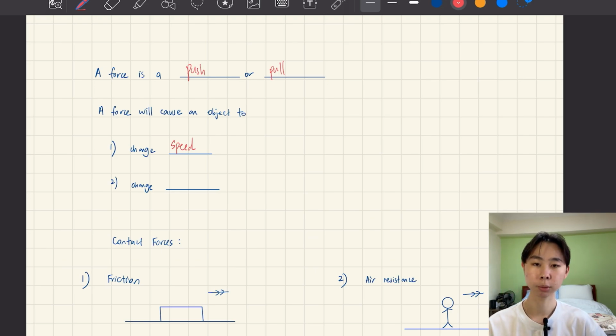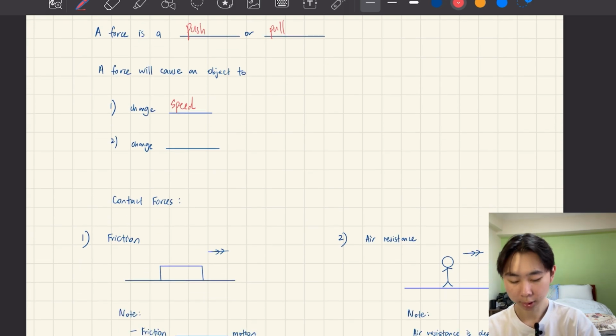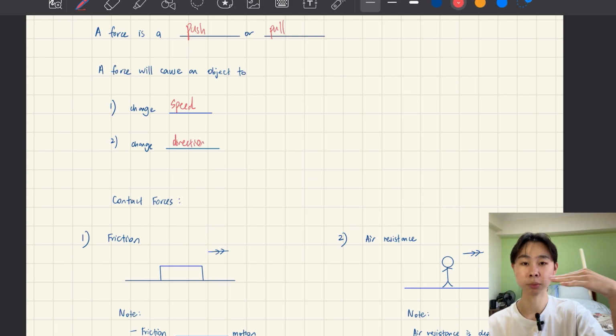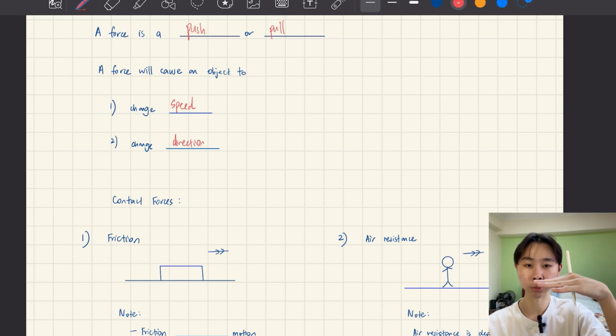A force is simply a push or pull. You learned this in secondary 2. And a force can do 2 different things. So a force can either cause an object to change its speed or change the direction. So imagine I got a moving object that's going this way, and then I exert a force. This moving object will eventually, if there is sufficient force, turn and go in the opposite direction.